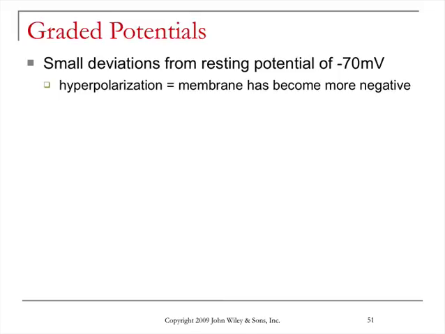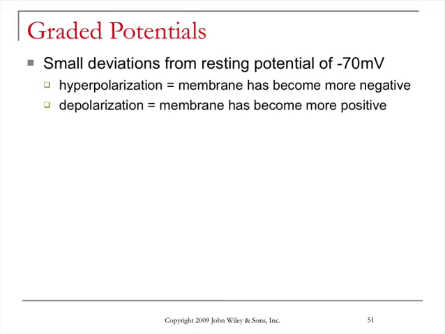One kind of graded potential is called hyperpolarization. This is when the membrane becomes even more negative. That is, the inside of the cell will become even more negative than negative 70. It'll be negative 80 or 90 or something like that. Depolarization, on the other hand, is a type of graded potential in which the inside of the cell becomes less negative, or in other words, more positive. The inside of the cell will have a charge of something that's less than negative 70, like negative 60 or negative 50 or something higher than that.